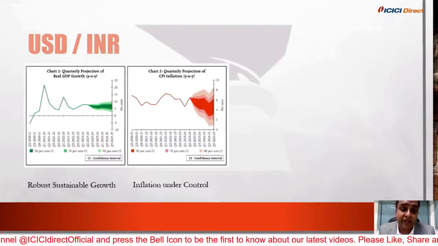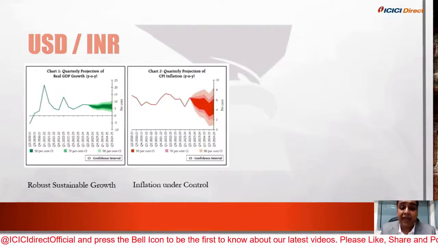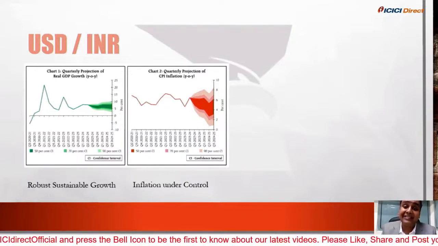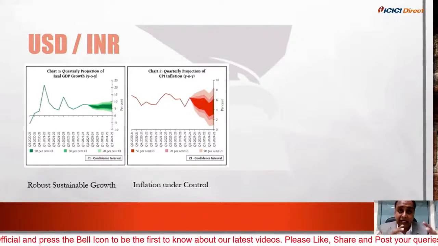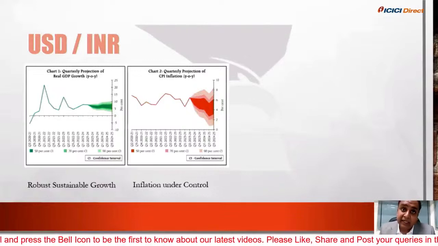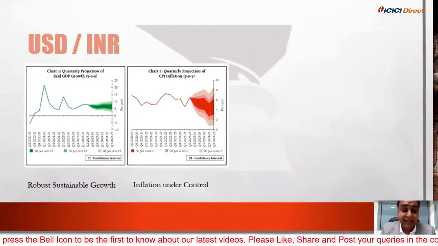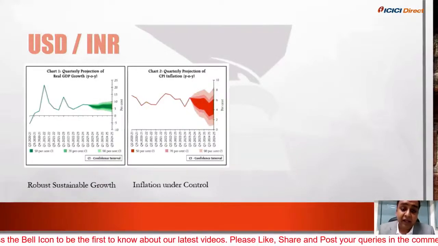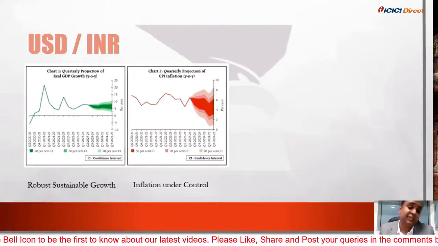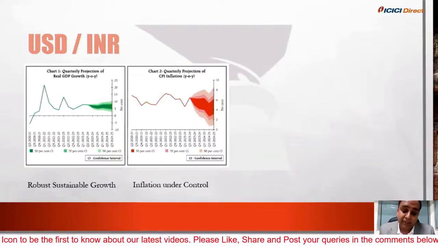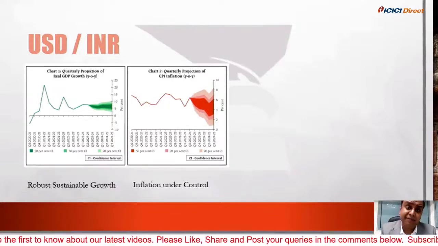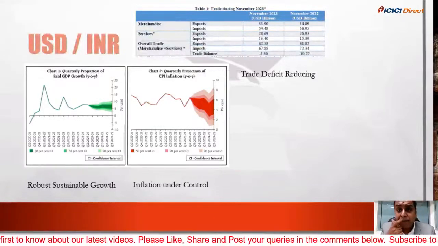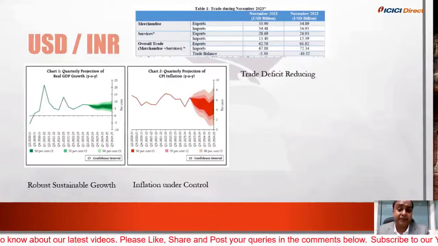Inflation has come under control. We saw a very high inflation period in 2022, and that has come under control and is expected to be in the range of RBI's target. As per the fan chart which the RBI has given, it's going to be between that 2% to 6% band in the foreseeable future. So there is a lot of comfort from the growth and the inflation side.